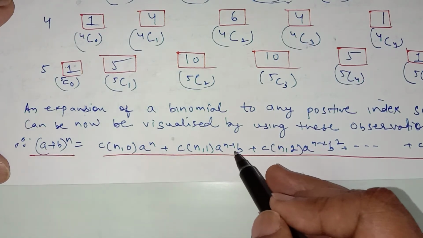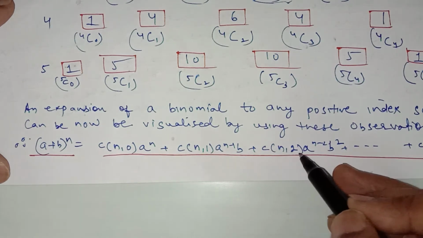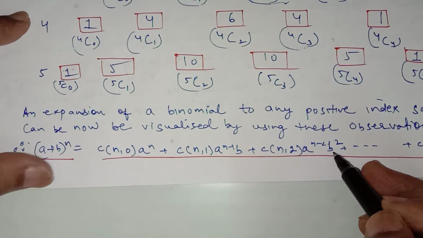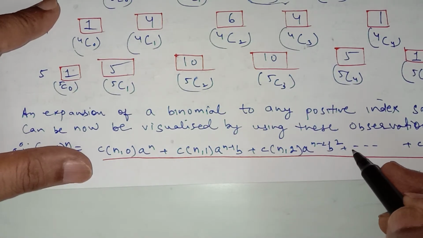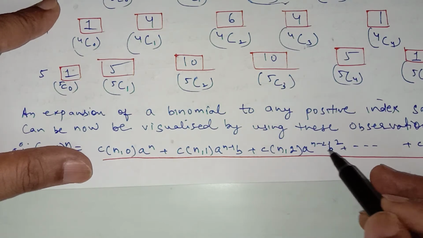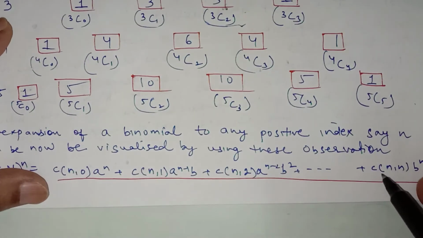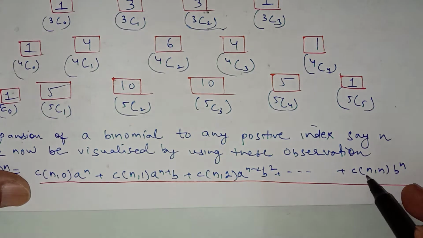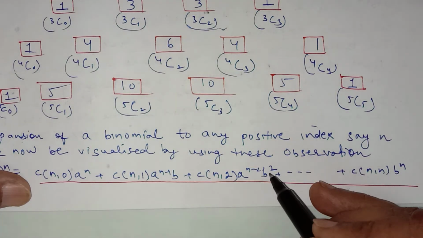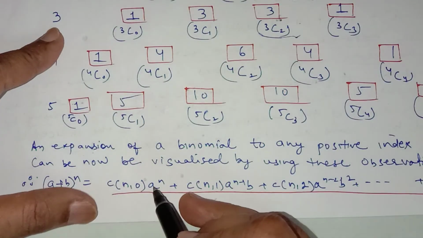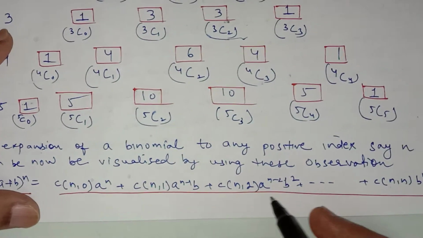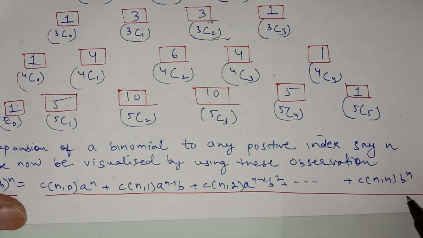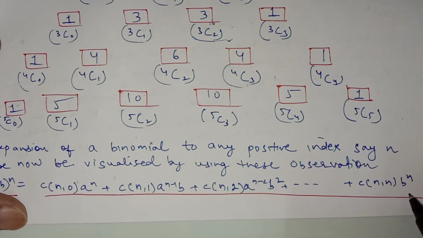So it will be a raised to power n minus 1 b, combination of n2 a raised to power n minus 2 b square. Then next will be combination of n3 a raised to power n minus 3 b raised to power 3 and so on. And the last term will be combination of nn b raised to power n, the maximum power of b and the maximum power of a. So this is the formula for the binomial expansion for the positive indices.